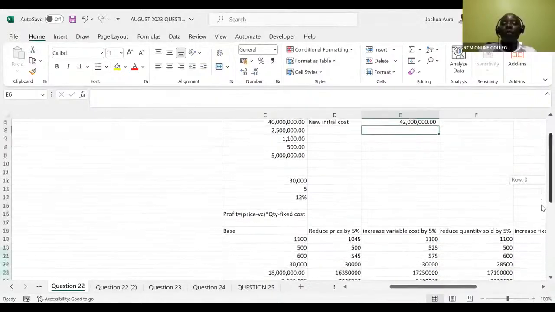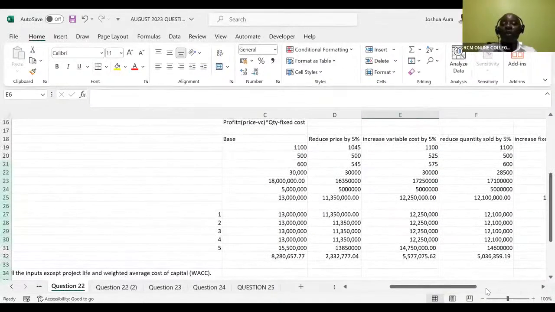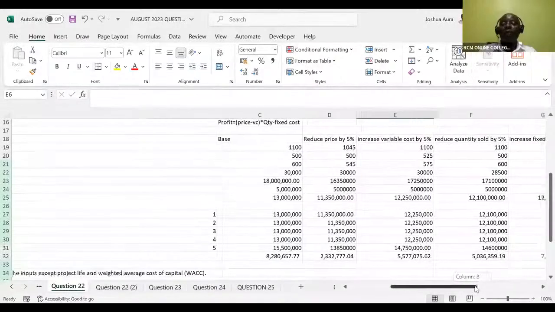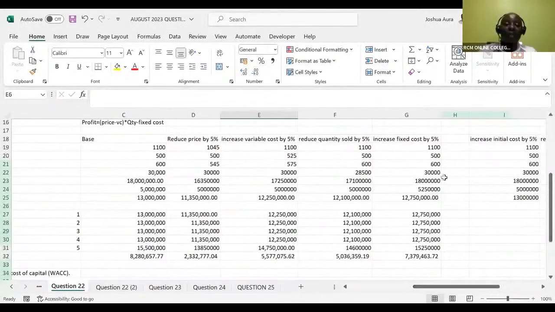I should be able to use it very well. So I'll come, ladies and gentlemen, here. Here I know there is nothing I'm going to change because the initial cost is not featured anywhere in getting the cash flow. So here, increase initial cost by 5%. Initial cost will only affect me when I'm saying minus initial outlay. So when I come here, I can see my figures here are 13 million.